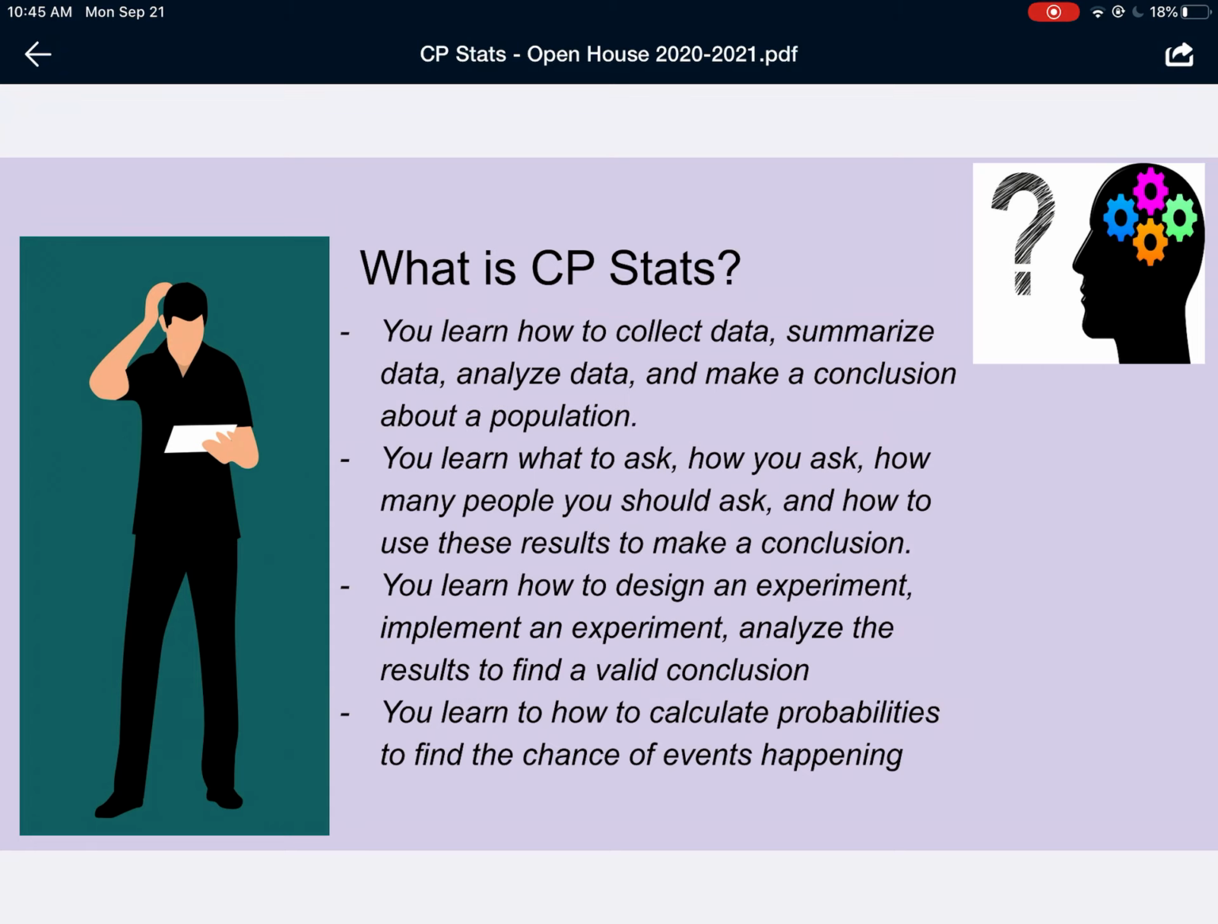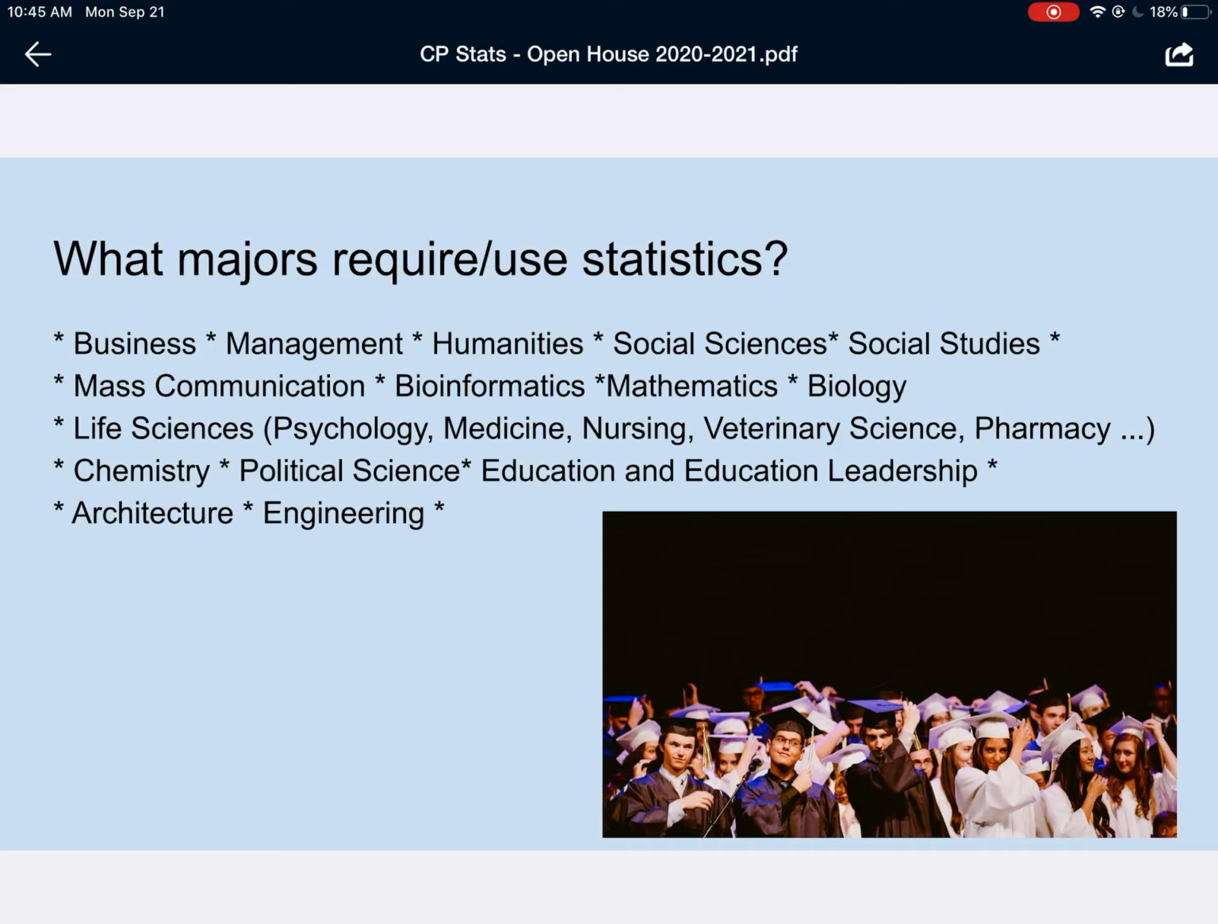CP Stats essentially is students learning how to collect data, summarize it, analyze it, and make a conclusion about a general population. We also learn how to design experiments, implement them, and analyze the results. And we do some basic probability as well. A lot of majors require statistics, which is why we've really grown this program at Grafton High School. Everything from business to medicine to mathematics, engineering, life sciences.